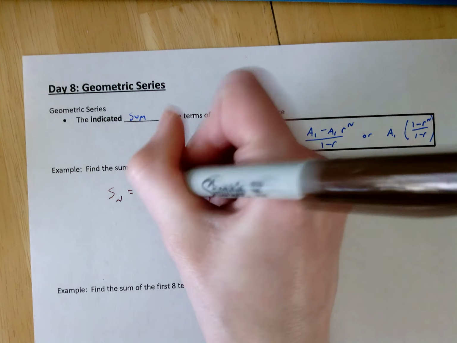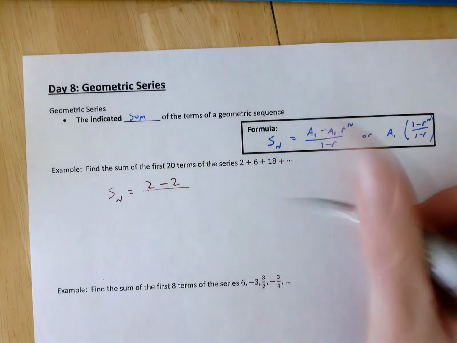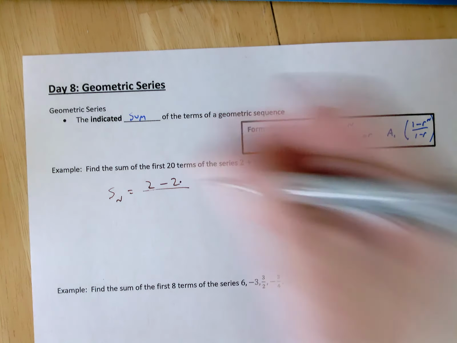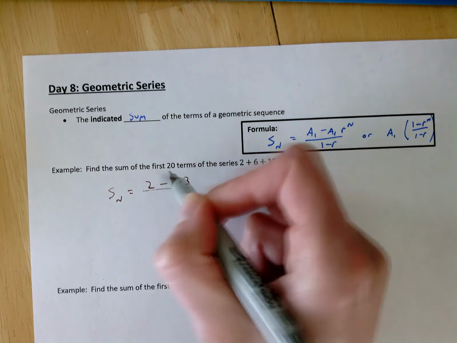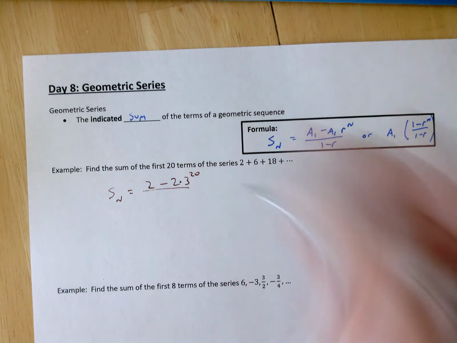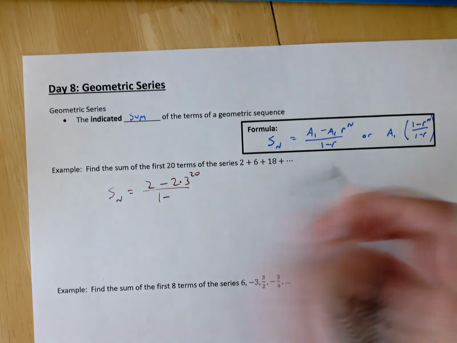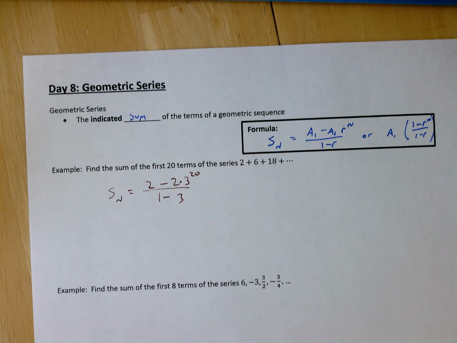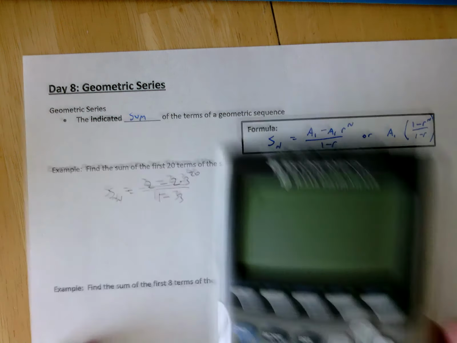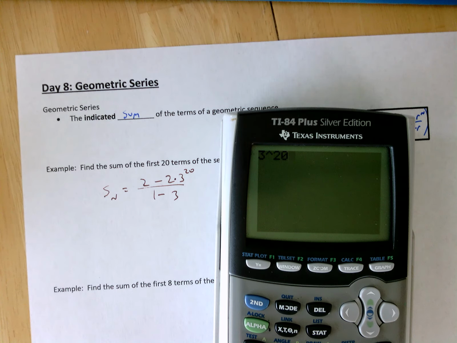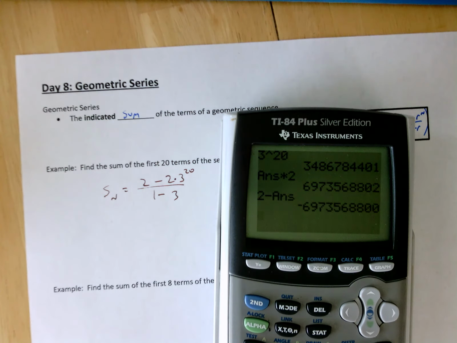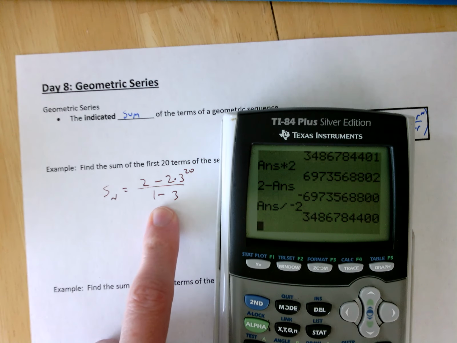a sub 1 is 2, minus a sub 1 is still 2, times my common ratio r, I'm multiplying by 3 each time, that should be pretty obvious, raised to the n, we want the first 20 terms. Okay, and then it's over 1 minus r, which is still 3. All right, and then that is what we're going to throw into our calculators. Okay, so make sure you're following your order of operations. So I'm going to do 3 to the 20th, multiply that by 2, 2 minus that answer, and then I'm dividing. I know that's -2, so I'm dividing it by -2.